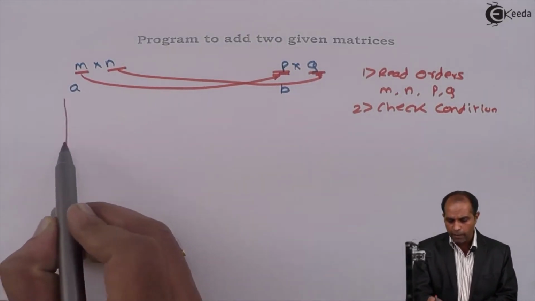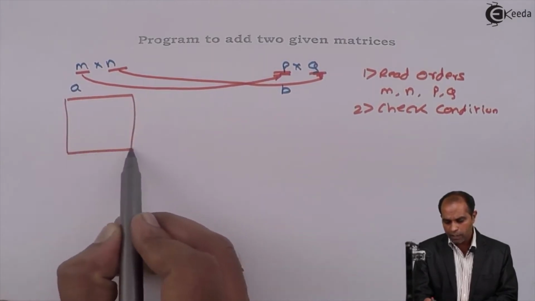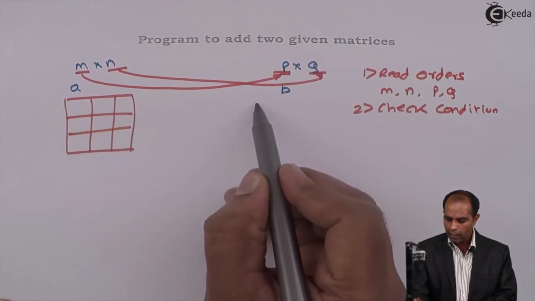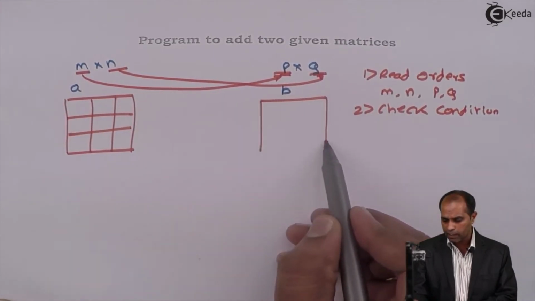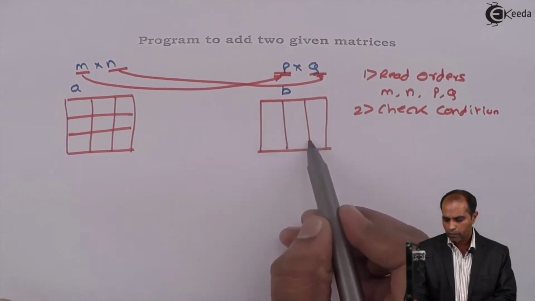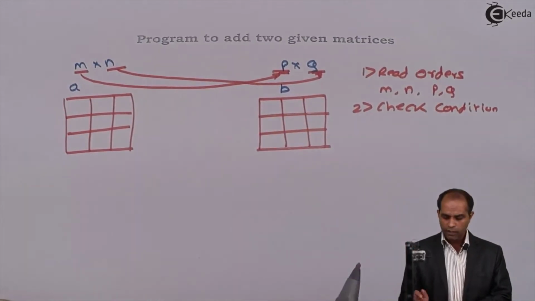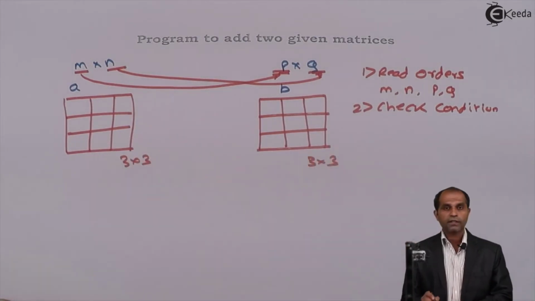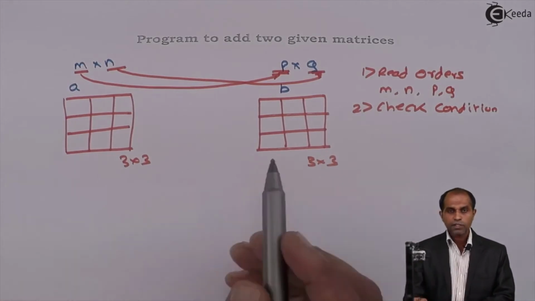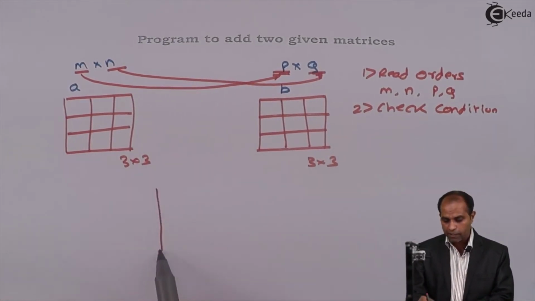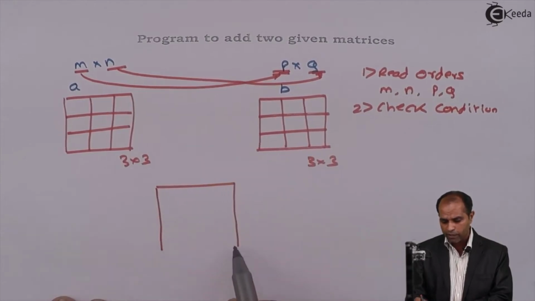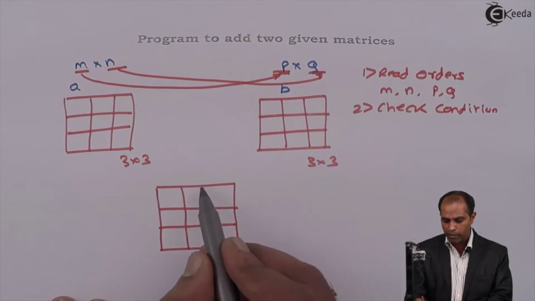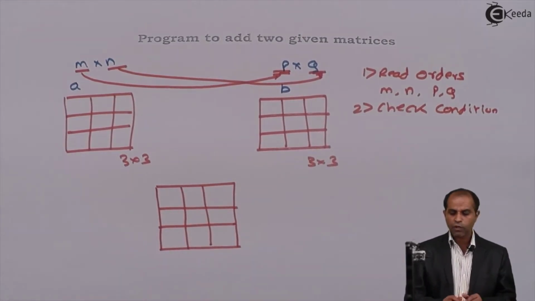Now, let me read the elements into this particular matrix A. Let's take up an example as a 3 by 3 matrix and a matrix B again as 3 by 3. Now this is m and n, this is p and q. However, in this case the matrices are addable. Now when I add these two matrices, there will be a resultant matrix. It means that I have to take one more matrix where I'm supposed to store the addition of these two matrices. So how do I carry out the addition operation?